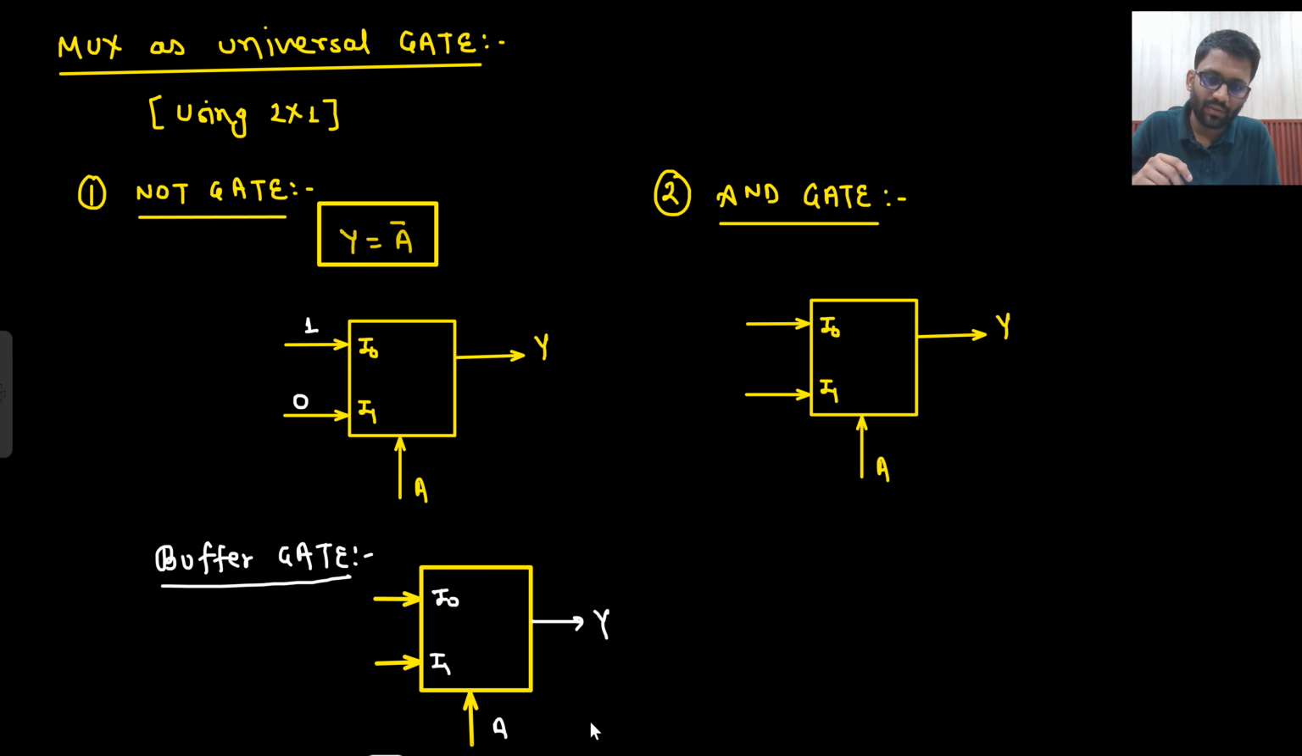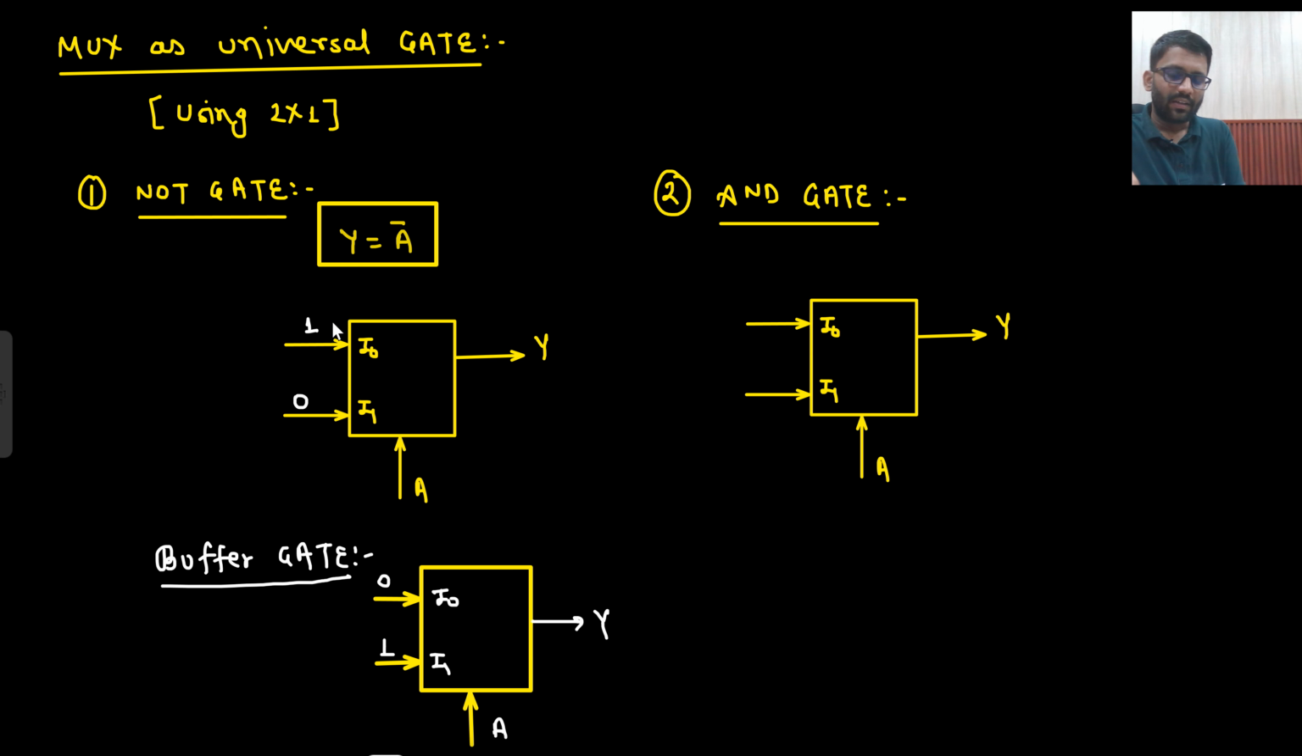Okay. What do you think? What should be the value of I0 and I1? I0 should be 0 and I1 should be 1. Because why? If A bar is coming, that means A is not coming, so if A bar is there, I will pick 0. If A is there, I will pick 1. So Y is equal to A. So this is your buffer gate.